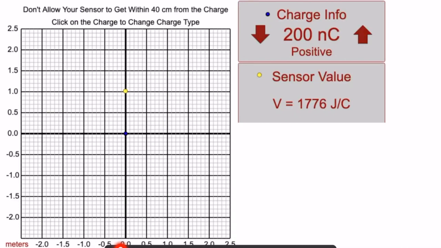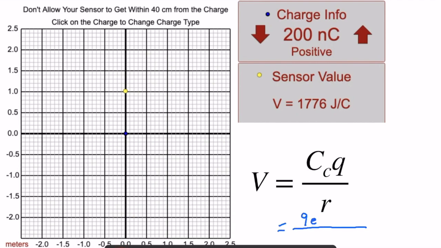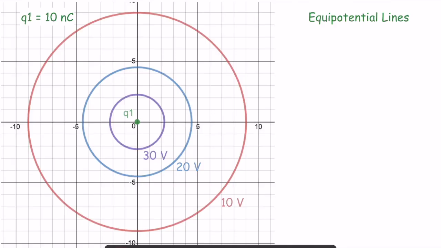To calculate the voltage, hopefully you remember the formula. And what we do is we plug in Coulomb's constant. We plug in our charge, in this case 200 nanocoulombs. And we plug in the distance, which in this case you can see our sensor is 1 meter away from our charge. Notice e to the negative ninth cancels with e to the positive ninth, and we get about 1800 joules per coulomb. And that's how we get voltage from a single charge.